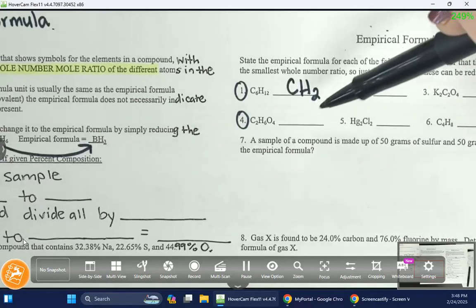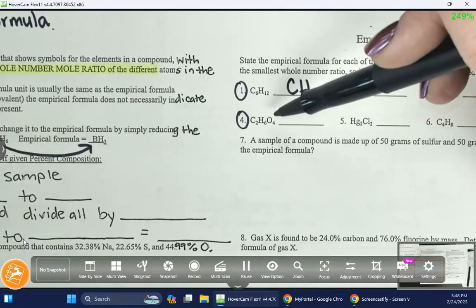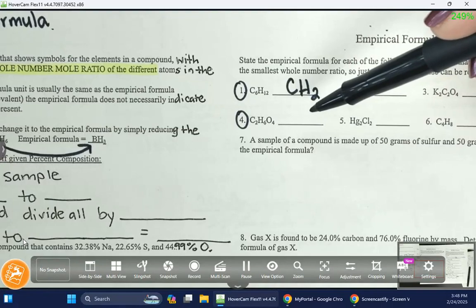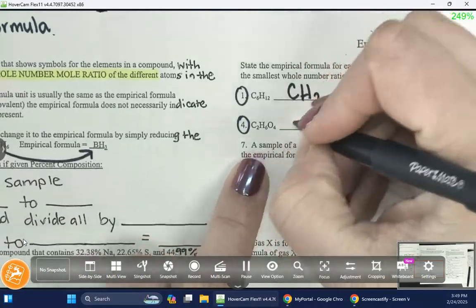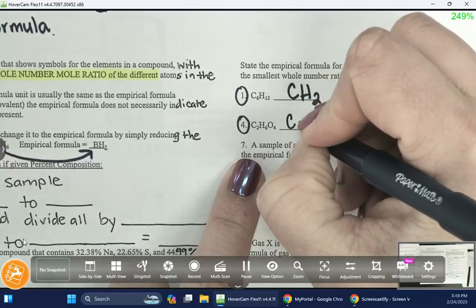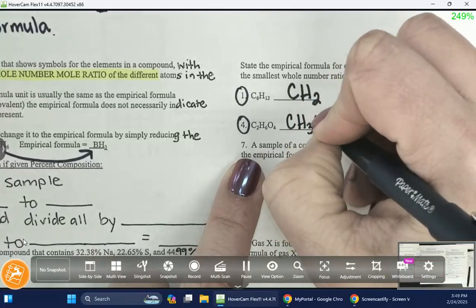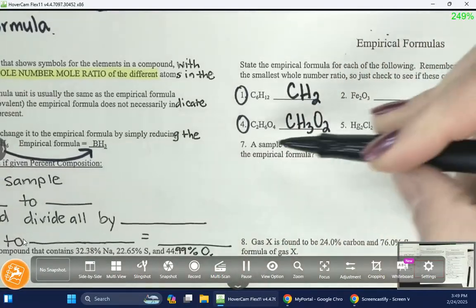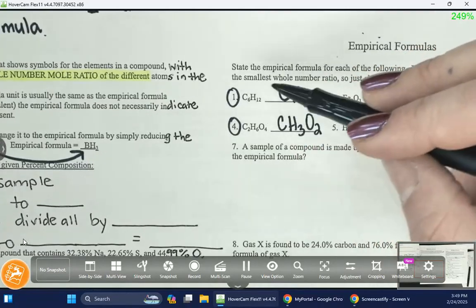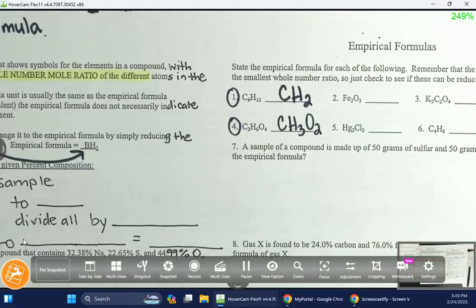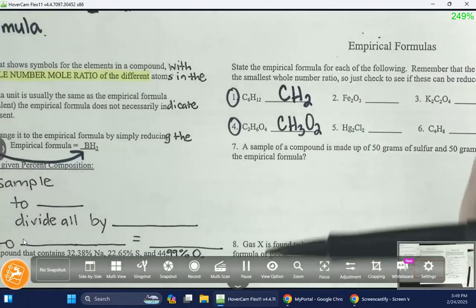And then right below that, you have C2H6O4. So what can we divide all of those by? 2. When we do that, our answer ends up being what? CH3O2. Good. So those are the empirical formulas of the originals, which we call the molecular formulas. We'll talk about that a little bit more towards the end of class.